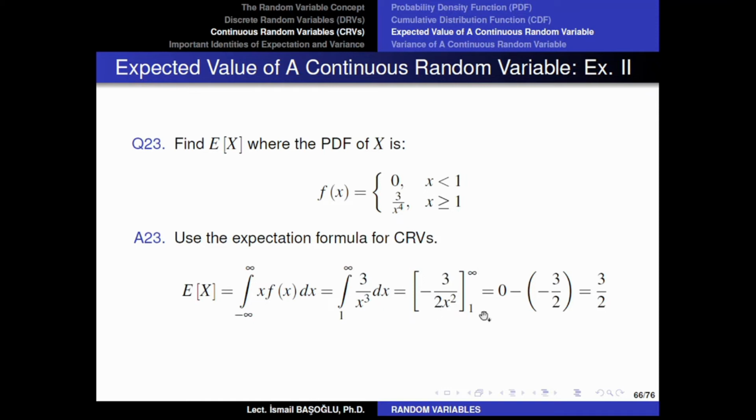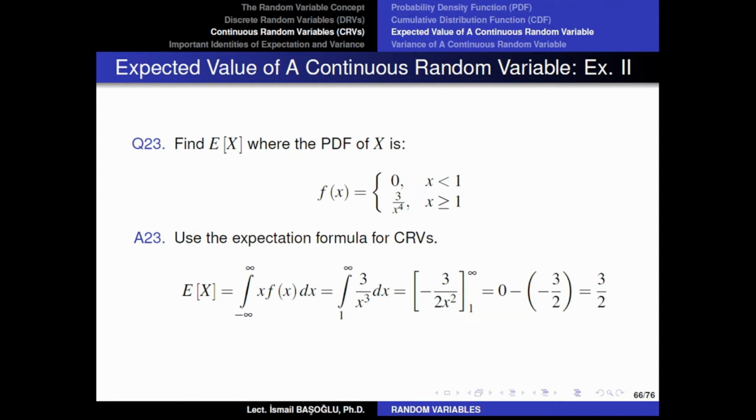And now we plug in infinity and 1 values here. If you plug in infinity in the denominator, you will simply get a 0. So the limit of this function at infinity is 0. And if you plug in 1, you will get a minus 3 over 2. 0 minus minus 3 over 2 becomes 3 over 2. So for this function, the expected value is 3 over 2.